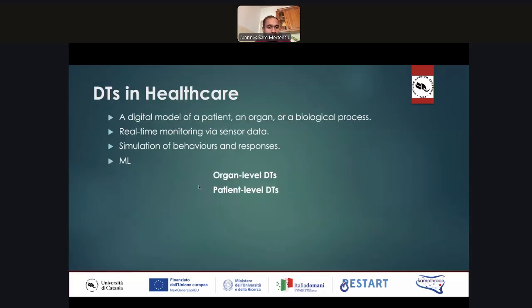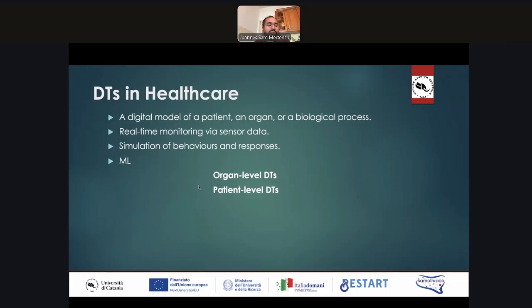And like I said, we are also integrating digital twins. So, what digital twins are. In healthcare, a digital twin can be for a patient, or for an organ, and also it can be specifically for a biological process. Today I'm going to be talking about both organ-level digital twins and patient-level digital twins that we have been simulating in our research group, and we have been working on it for the past 1 year.